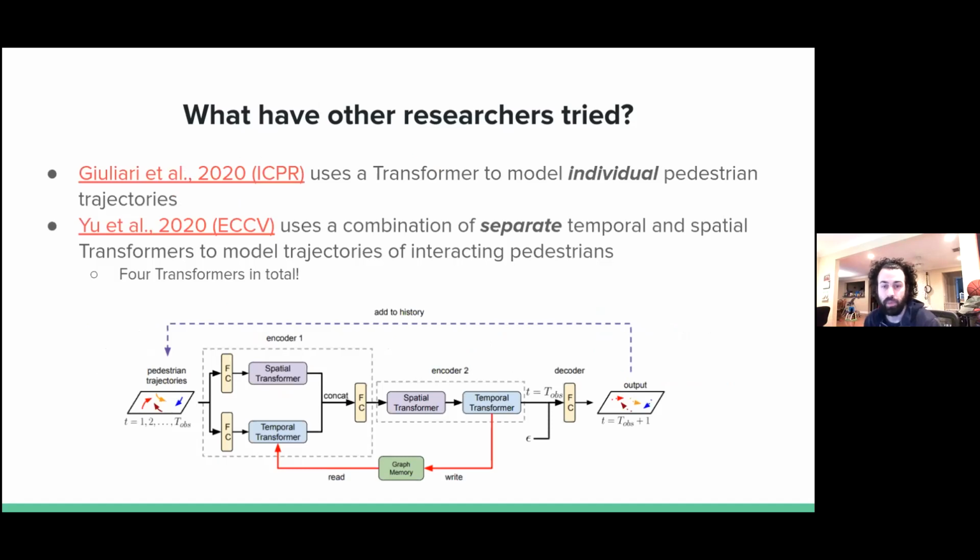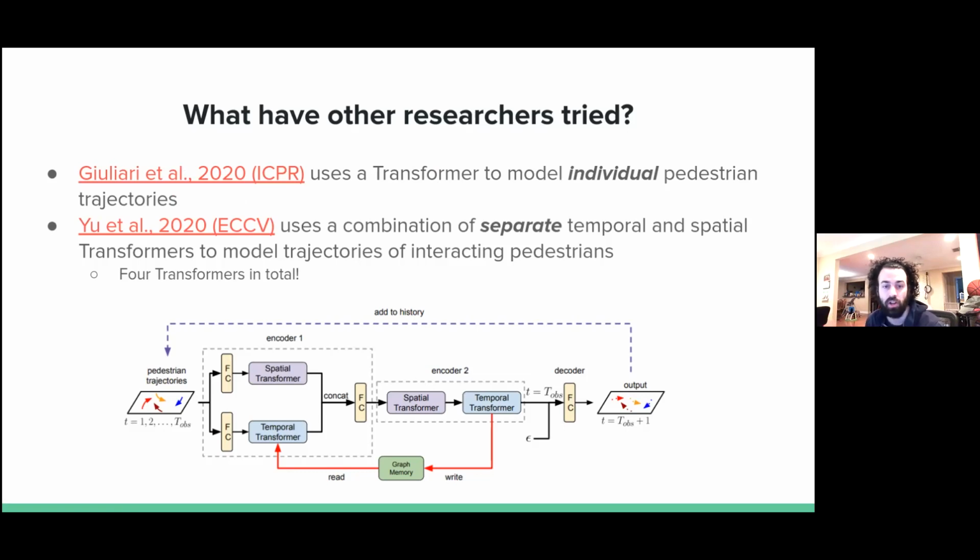Lastly, some people have tried to use transformers for multi-agent setups, or not necessarily multi-agent, but multi-agent spatiotemporal modeling. In this case, this Giuliari paper is using a transformer to model individual pedestrians. And so they didn't consider interactions at all. They only use individual pedestrians as inputs, and so it's basically exactly a language model.